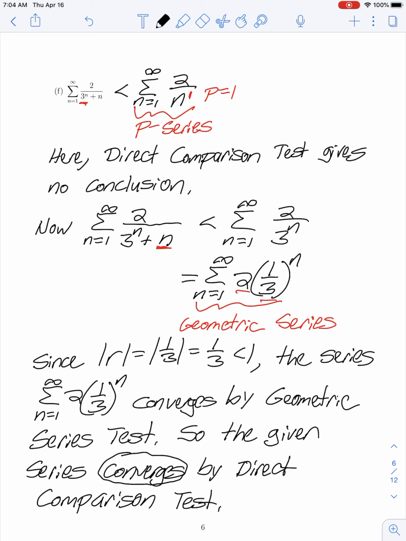All right. So this last example illustrates that maybe if we initially try to compare with a p-series, we might not have the right direction of an inequality to determine convergence or divergence of the original series. So maybe we could try to compare with something else, like say a convergent geometric series. So let's look at another example.